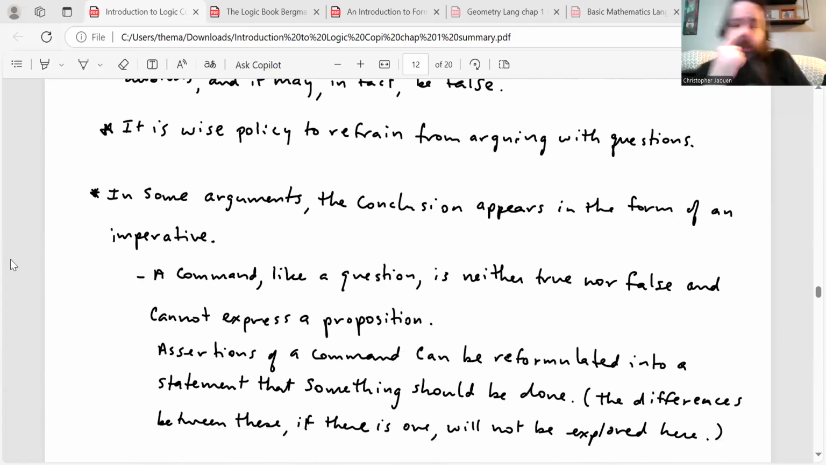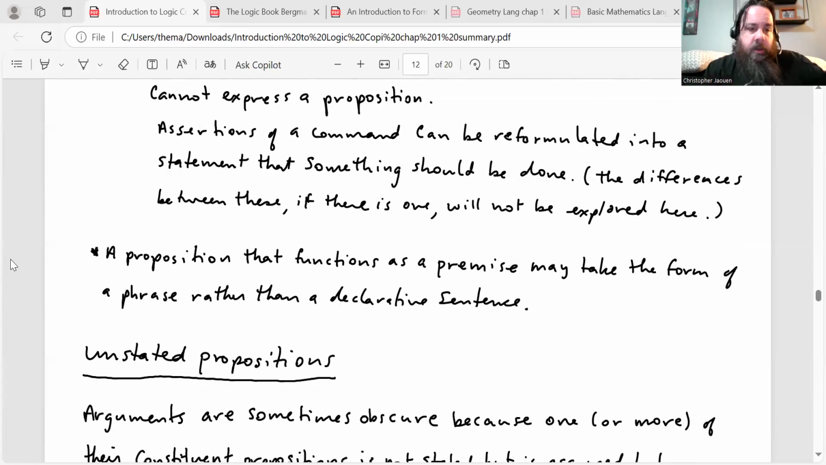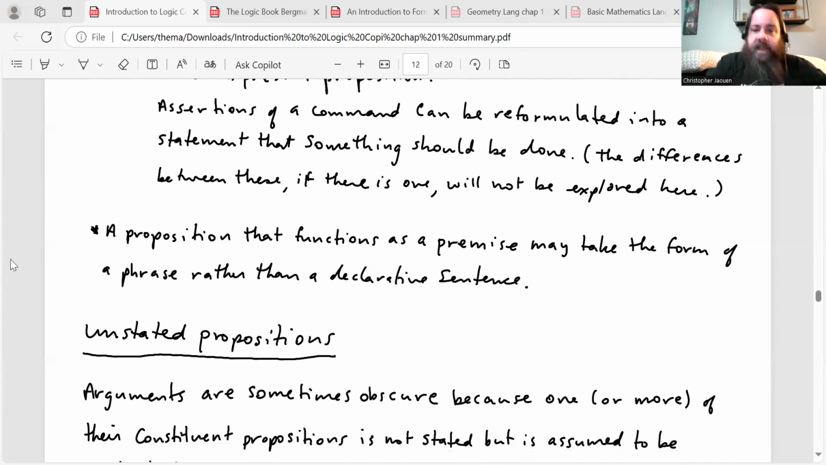In some arguments, the conclusion appears in the form of an imperative. A command, like a question, is neither true nor false and cannot express a proposition. Assertions of a command can be reformulated into a statement that something should be done. The differences between these, if there is one, will not be explained here, says the author. A proposition that functions as a premise may take the form of a phrase rather than a declarative sentence.